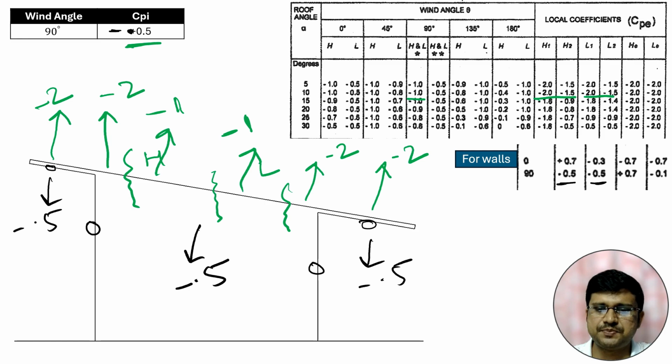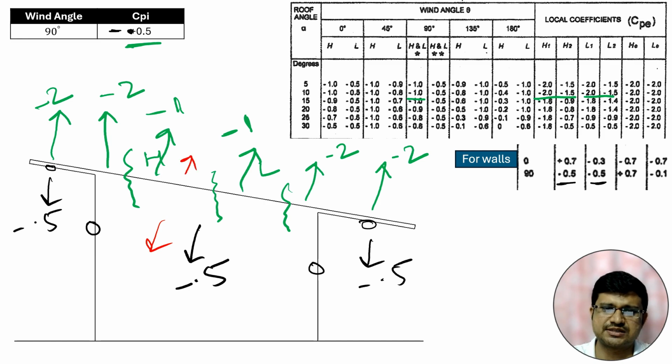So the resultant will be CP minus CPI. Here, -1 minus -0.5. Both are acting in opposite directions. You can see that these minus signs are acting downward here, and these are acting upward, so these two will counter each other. One will decrease the value of the other.